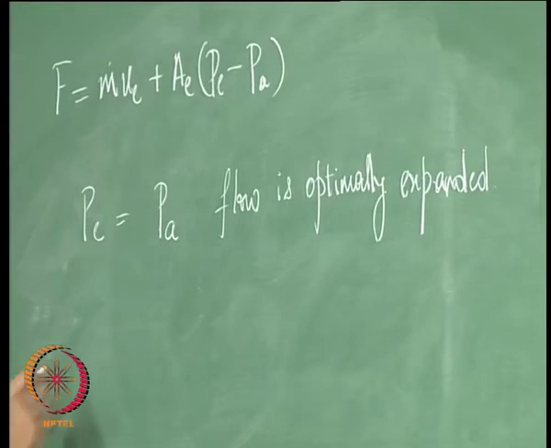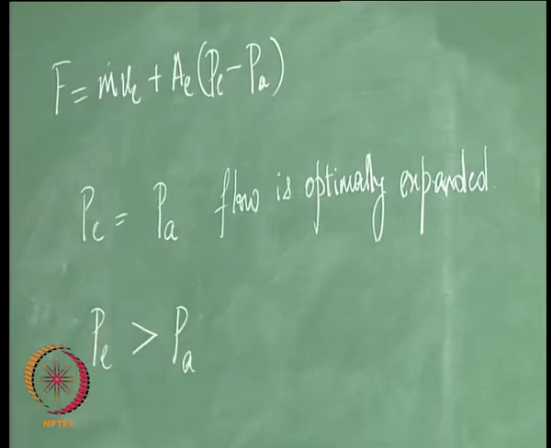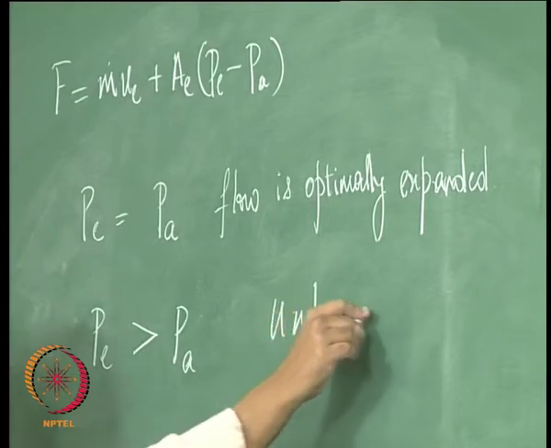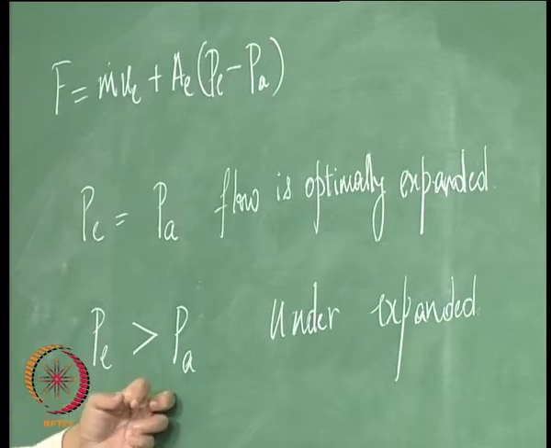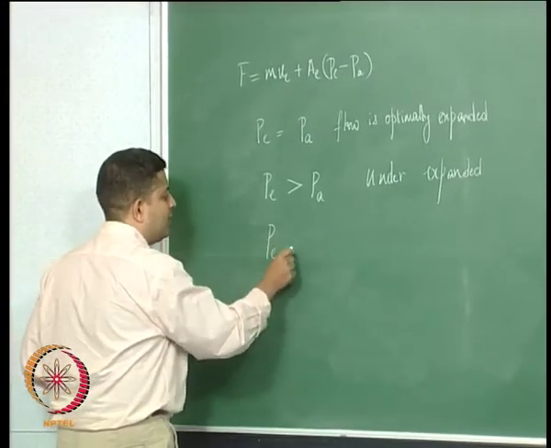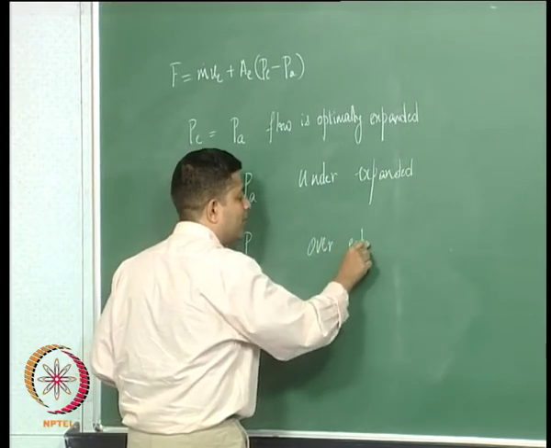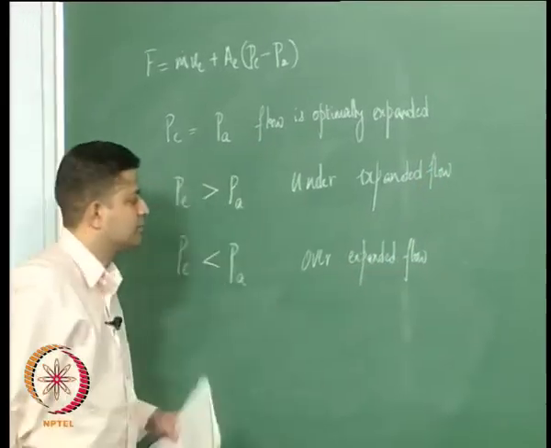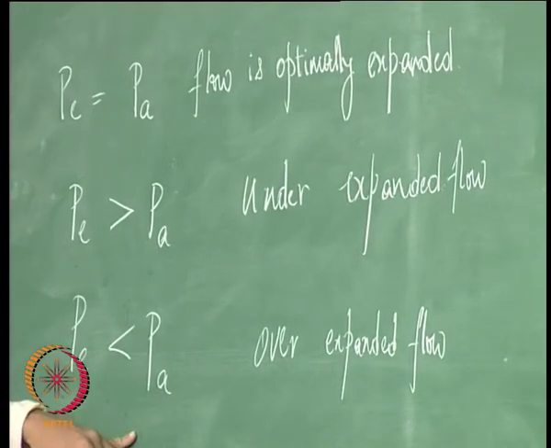When PE is greater than PA, what is this case? This is a case when it is under expanded. That is, there was scope for this to expand up to PA, but we have left some portion unutilized. And when PE is less than PA, it is over expanded flow. Here we have taken it lower than PA, and therefore it is over expanded.